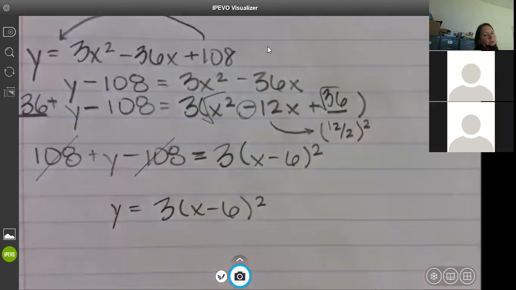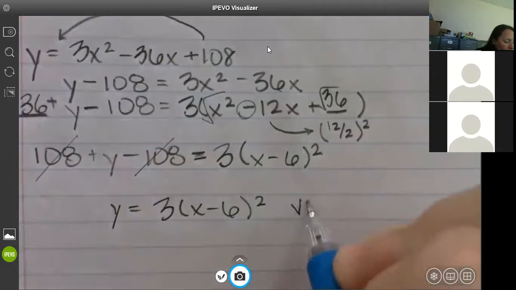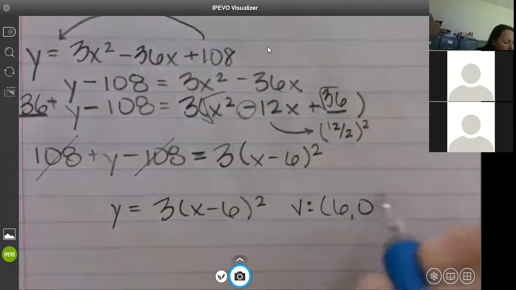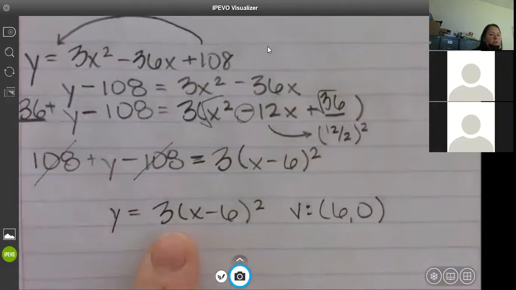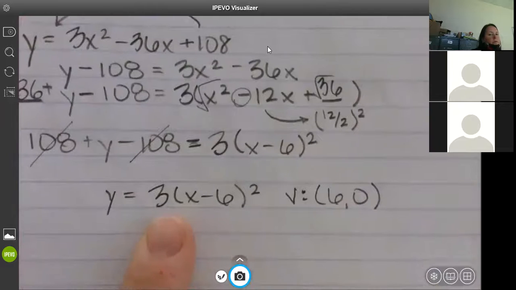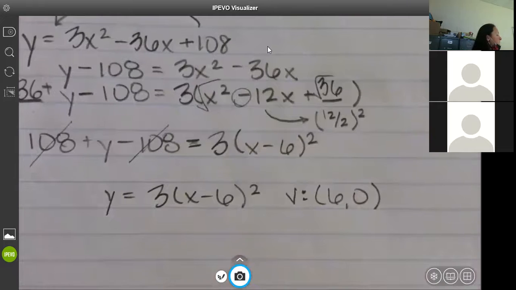What's your vertex? 6, 0. Perfect. What does this number do? What's the 3 do? Makes it skinny. Yep. It's like a little tiny u instead of a big fat u. Everybody got it? That's all. So that's the only difference with that 3. Now, the rest of them that we do, you're going to have to do that the whole time.